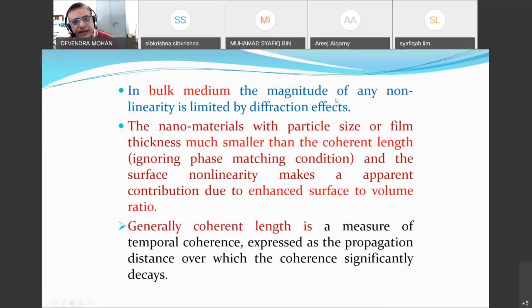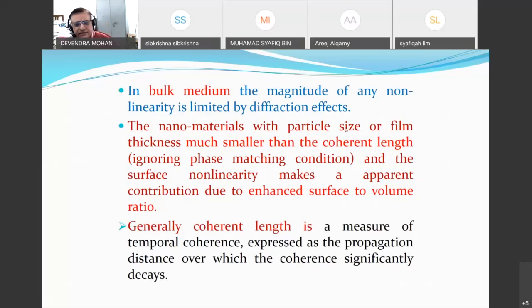In bulk medium, the magnitude of any nonlinearity is limited by diffraction effects. But in nanomaterials, we get away with the diffraction effects, with particle size or film thickness much smaller than the coherence length, thereby ignoring the phase matching conditions which we require otherwise in nonlinear processes. As I was saying, eta omega is equal to eta of twice omega, one of the important phase matching conditions. With nanomaterials, we can ignore these conditions and still get the required results.